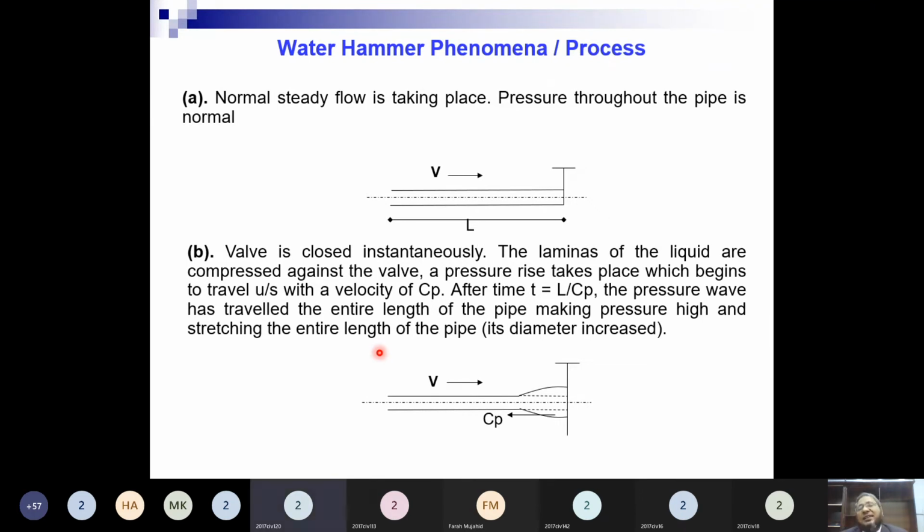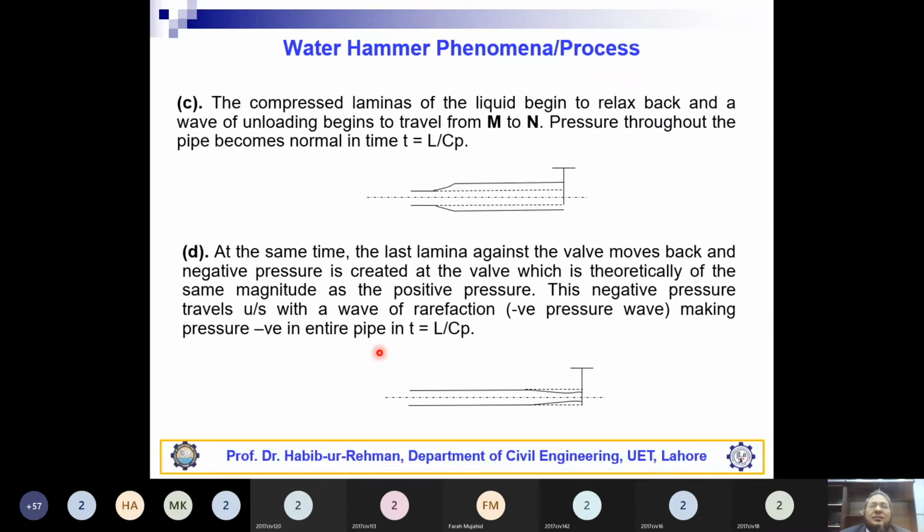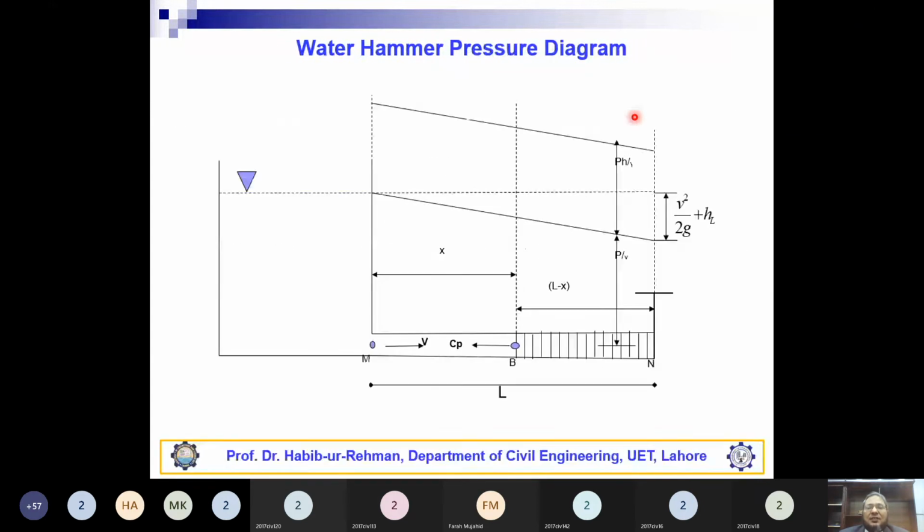Now we are trying to understand what happens when a valve is instantaneously closed. वो हम समझना चाह रहे हैं होता क्या है. अच्छा जी, now what is the point C? Now the compressed laminas of liquid begin to relax back. First, when you close the valve, a positive pressure wave will move in this direction, and it will take L over Cp to reach M.